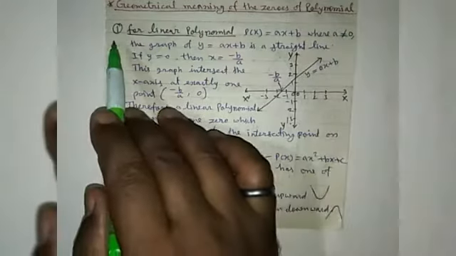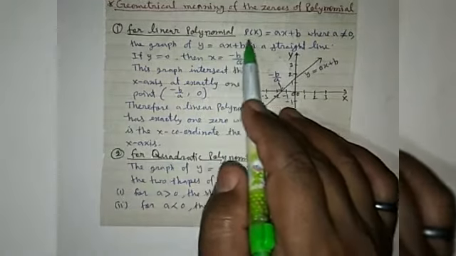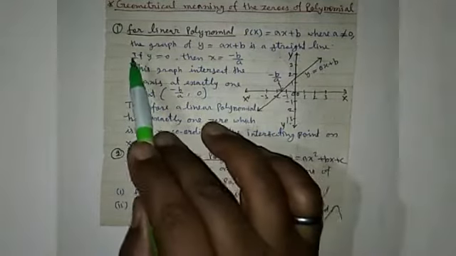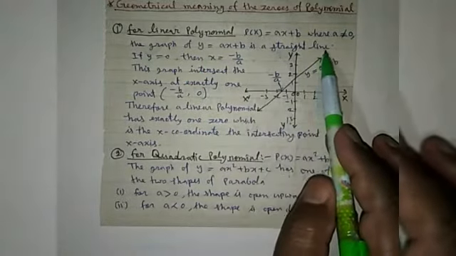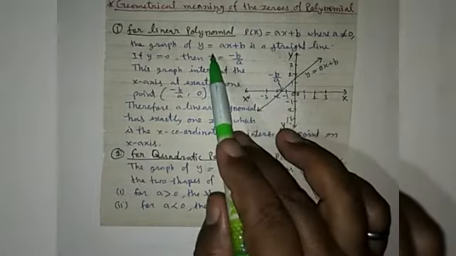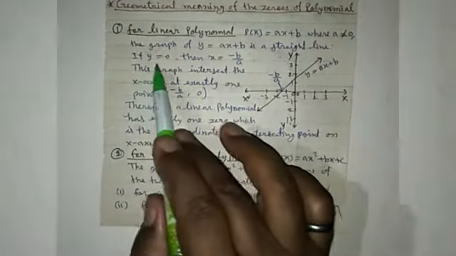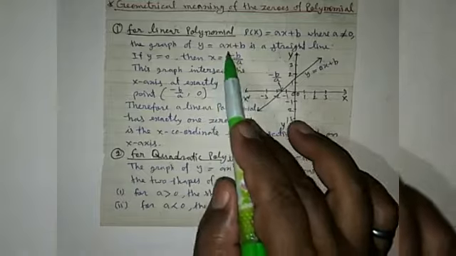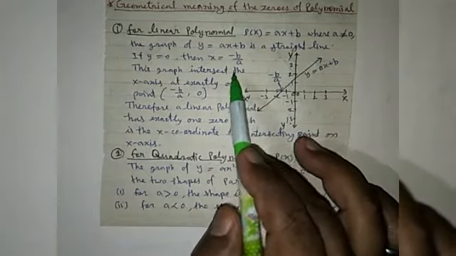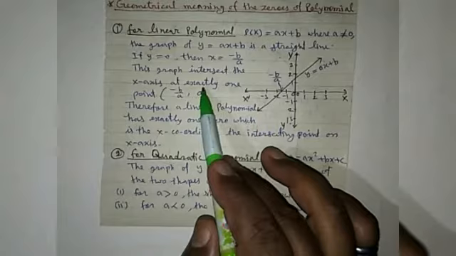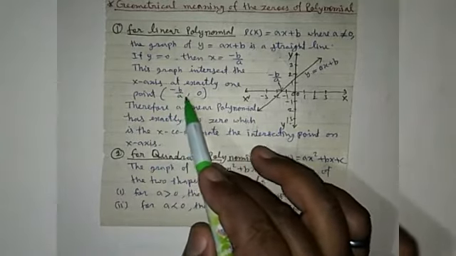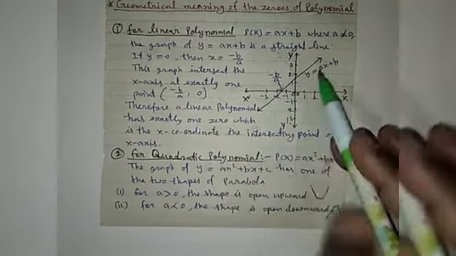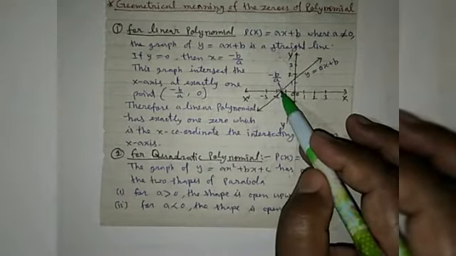So here for linear polynomial p(x) equal to ax plus b, where a is not equal to 0, the graph of y equal to ax plus b is a straight line. That's why it is called a linear polynomial. Here if y equal to 0, then x equal to minus b upon a. So this graph intersects the x-axis at exactly one point, which is (minus b by a, 0). Means this point is shown here in the graph.